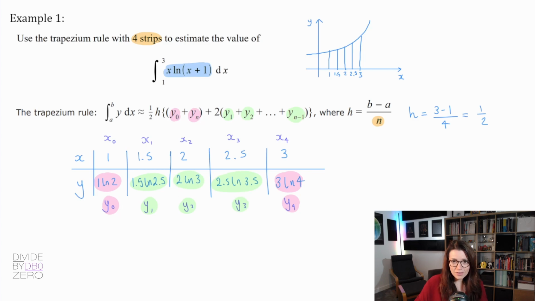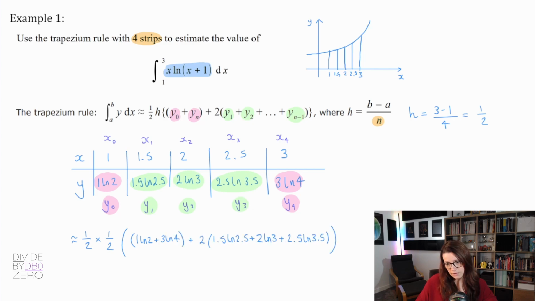Once you've identified those values, it's just a case of subbing them into your calculator really carefully. So I'd write out the full formula on my paper. So we want to do a half times h, which is also a half in this case. Big brackets, y0 plus yn. So in this case, 1 ln 2 plus 3 ln 4, plus 2 times all the rest. If you type that into your calculator, you get 4.56 units squared, corrected to 3 significant figures.